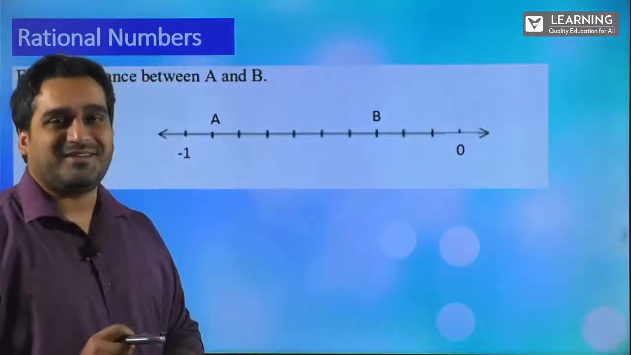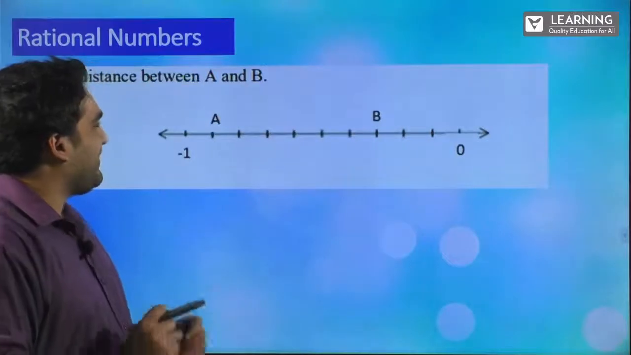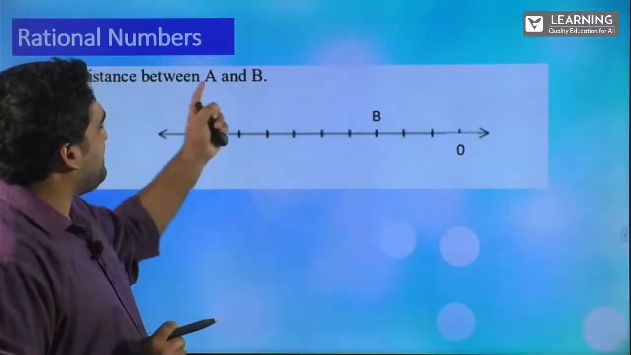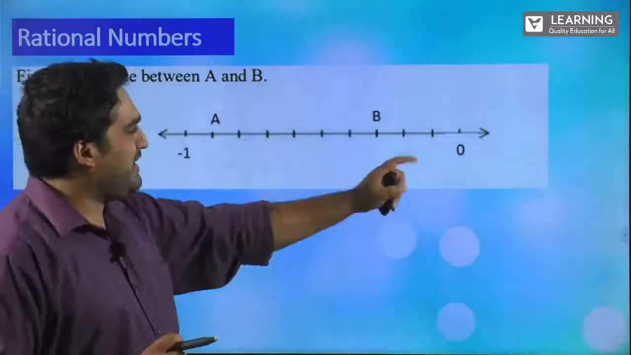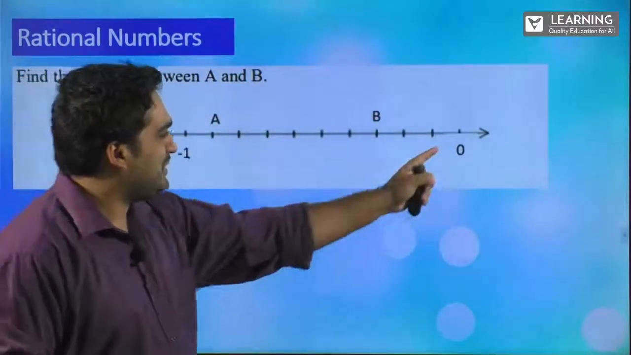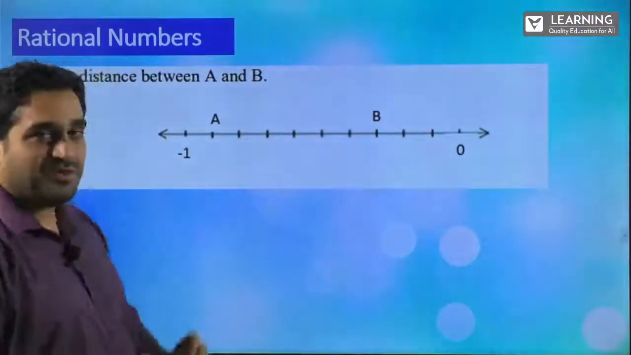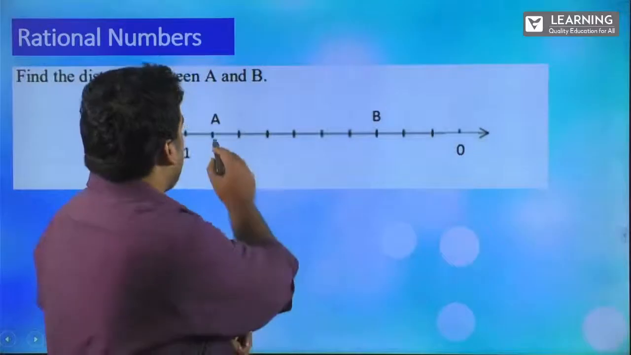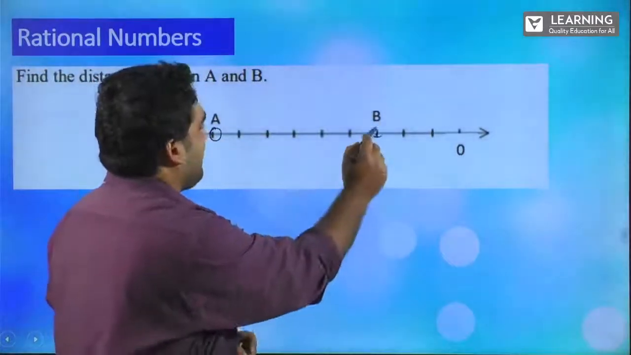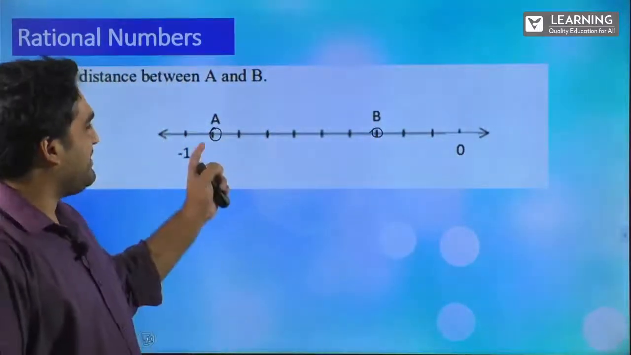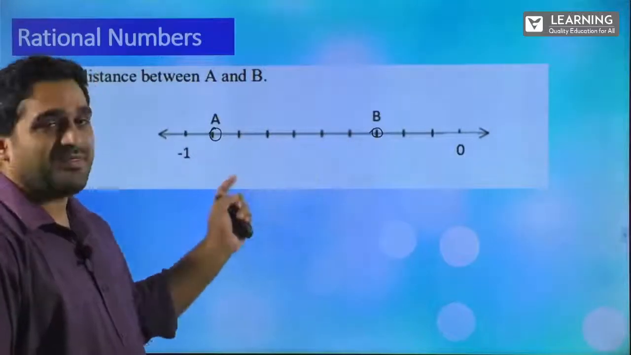This one is quite interesting. All right. Find the distance between A and B. You have 0 and you have -1. A is located here and B is located here. What is the distance between these two?